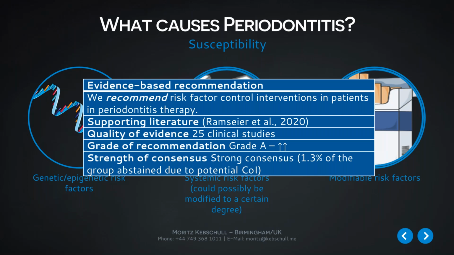So if tomorrow morning you start a perio therapy in a patient, your first idea would be, what are this individual's risk factors, systemic risk factors, and can I do anything to control them, either myself or maybe their GP or the diabetologist or some other healthcare professional?